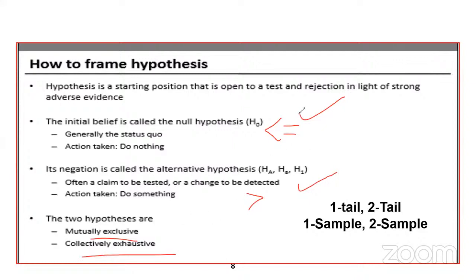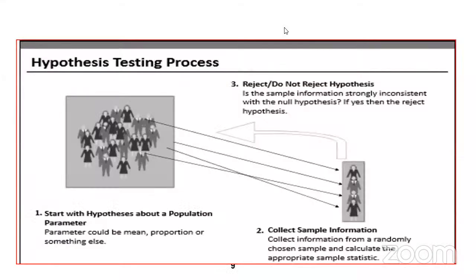Collectively exhaustive: all the records will belong collectively to either the null hypothesis or the alternate hypothesis, right? There is no number available which does not belong to these categories, right? Either the number will be less than or equal to, or the number is going to be greater than. So let's understand this part, how we are going to perform it.